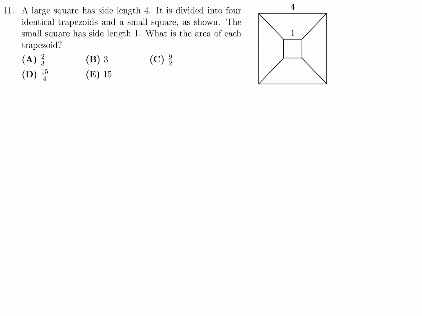A large square has side length 4. It is divided into 4 identical trapezoids, and a small square is shown. The small square has a side length of 1. What is the area of the trapezoid?